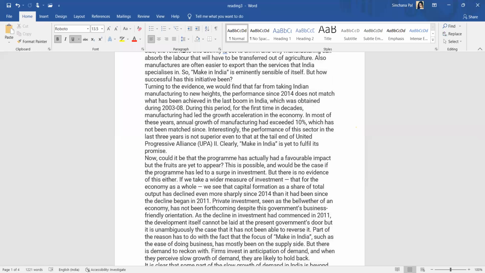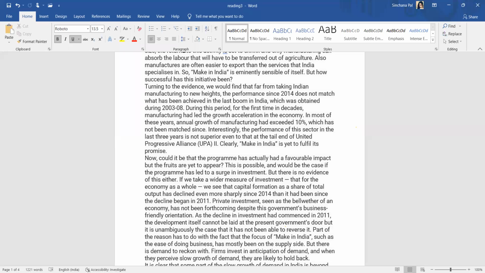Okay, now could it be that the program has actually had a favorable impact, but the fruits are yet to appear? Can it be that the program has had a favorable impact, but the fruits are not there yet? This is possible and would be the case if the program has led to a surge in investment. But there is no evidence of this either.